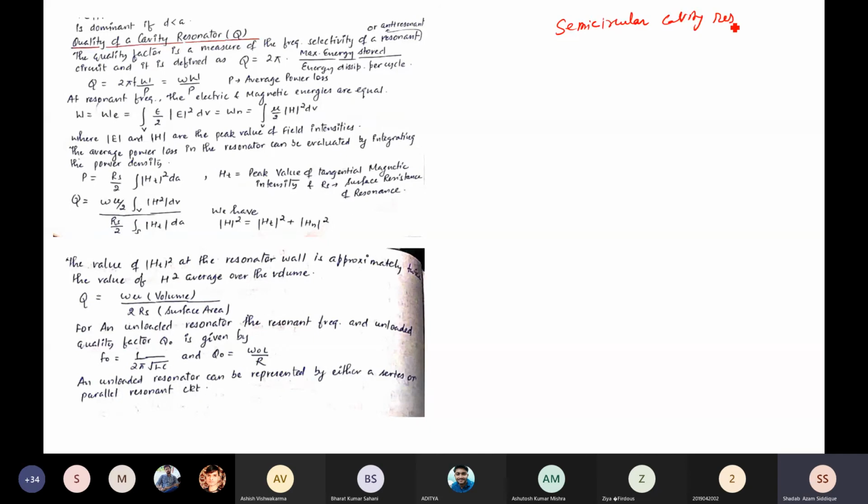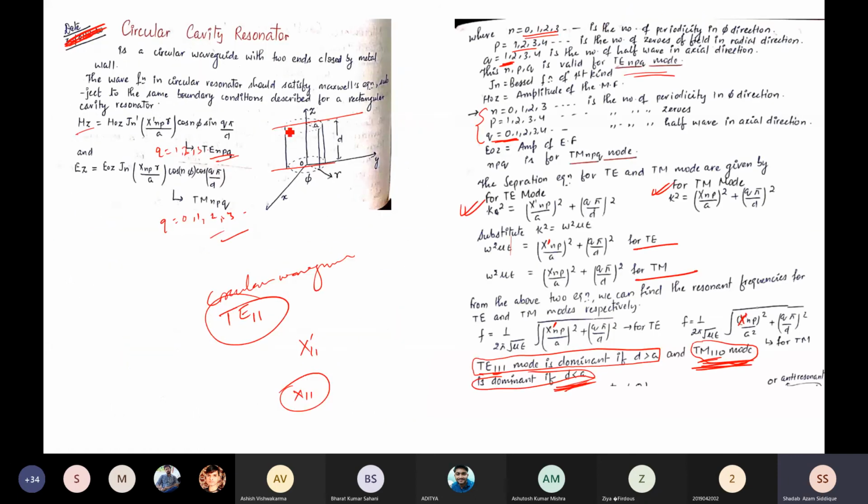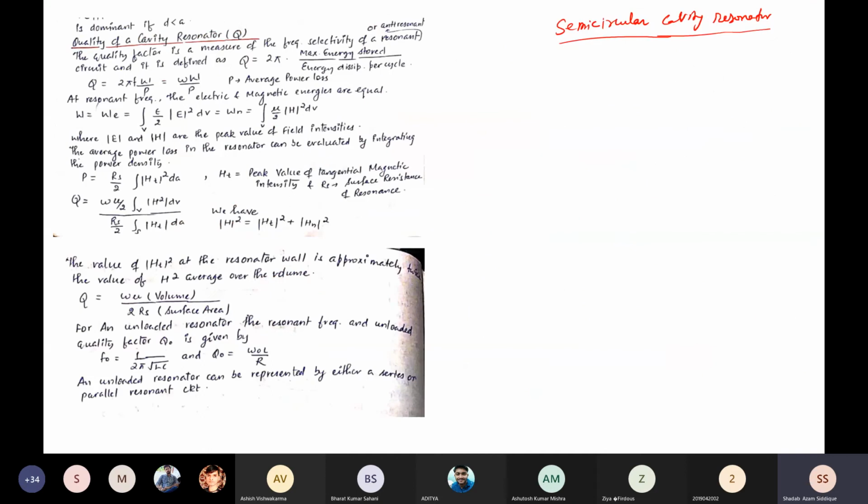Semicircular cavity resonator means the circular cavity which you just cut in half. It is cut vertically from the center line, just radially cut out. That will be called the semicircular cavity resonator. All the equations are similar, and the resonant frequency is similar to the circular cavity resonator. So this is also similar, but it is one of the different types of cavity resonator.